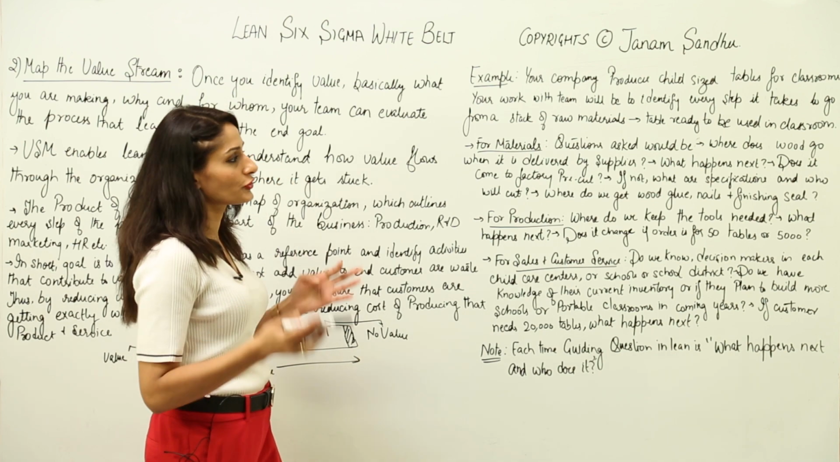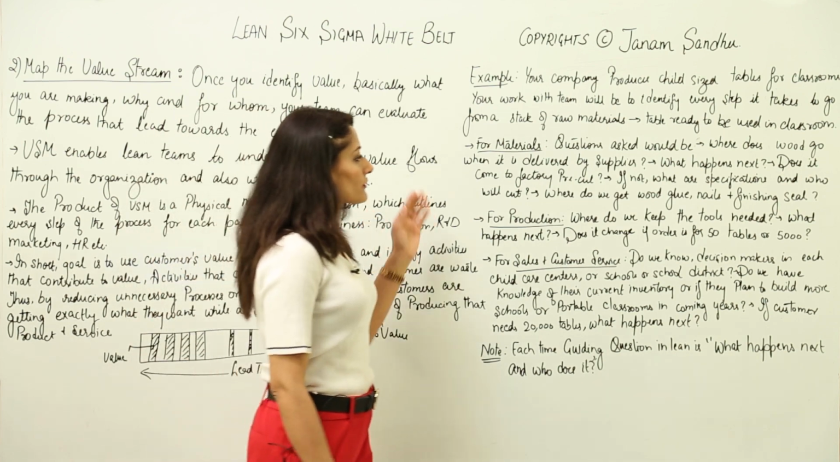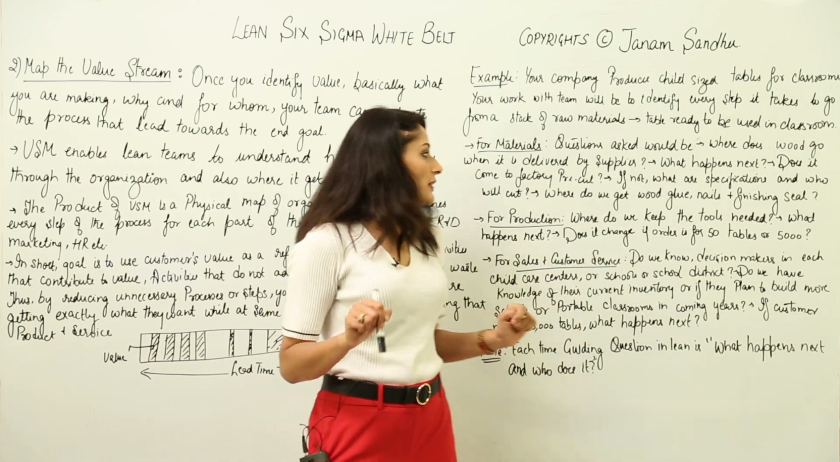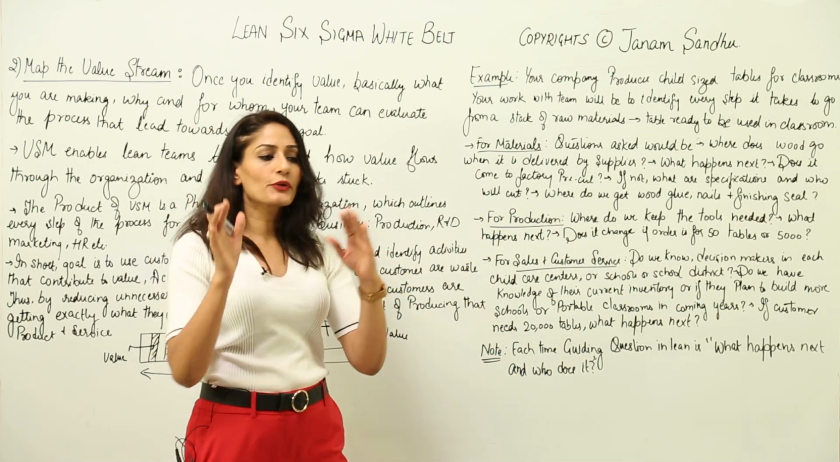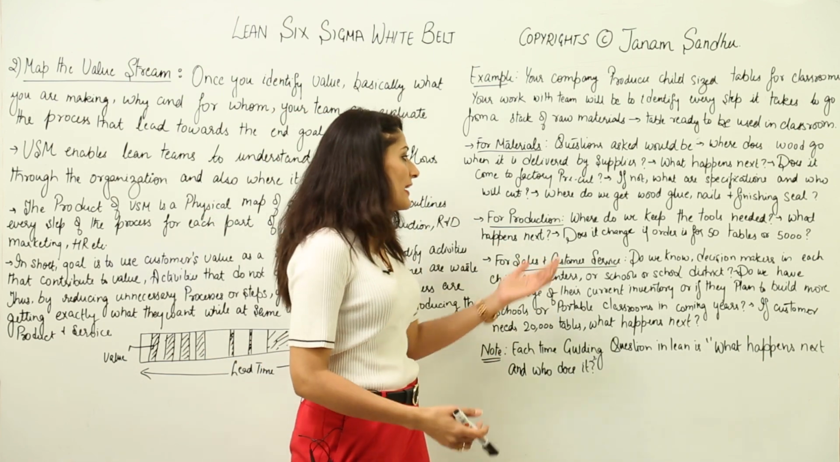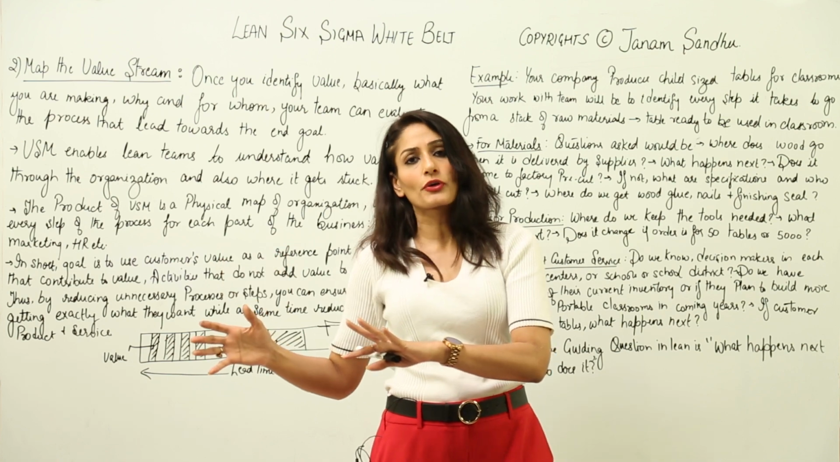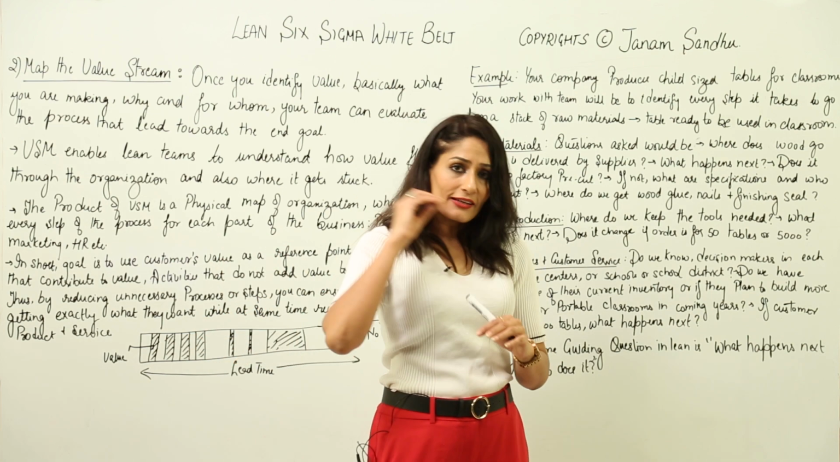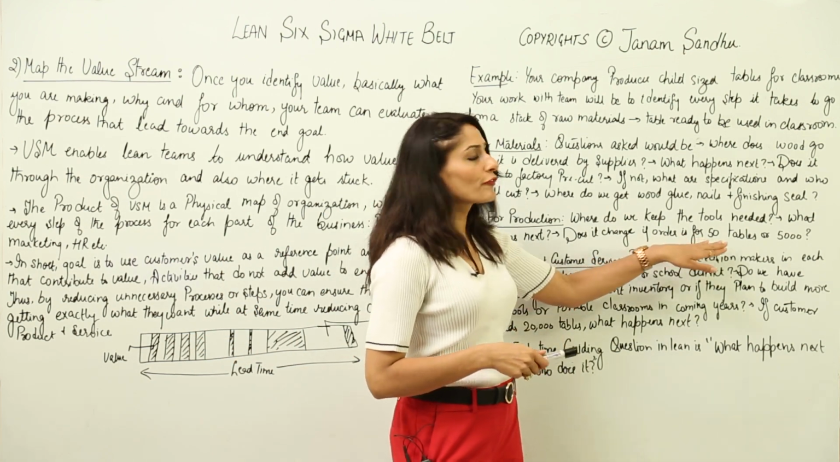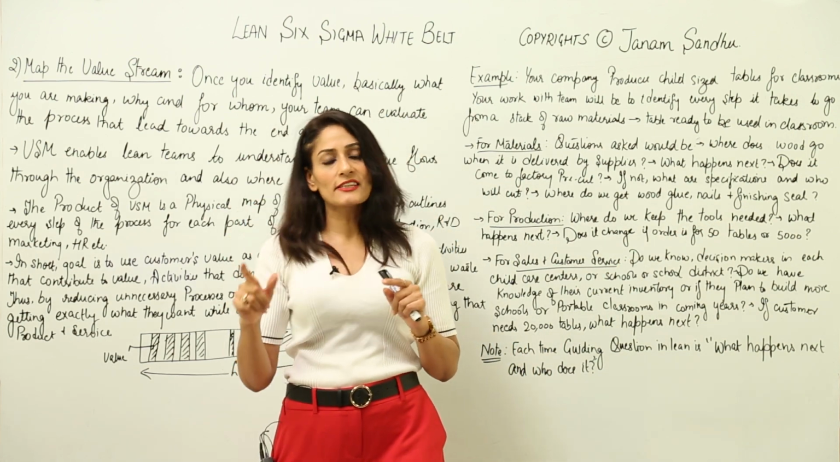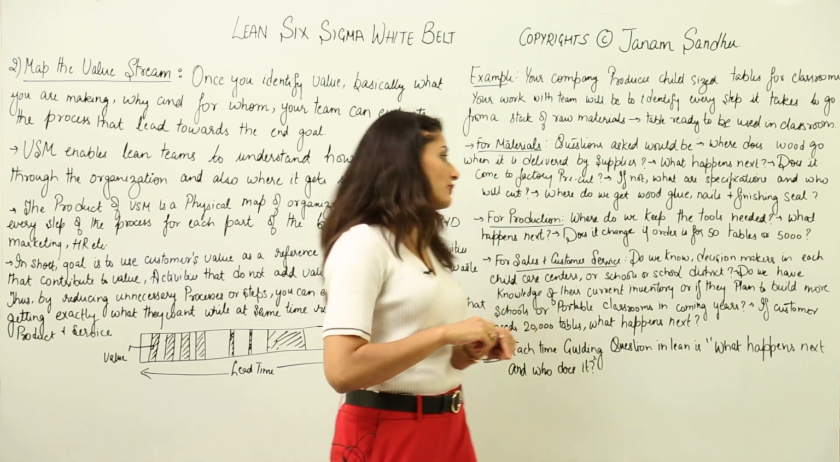Then comes the production process. You need to ask, where do we keep the tools needed and what kind of space is needed. What happens next? After you have the tools, what will happen next? And does it change, like your space, the place where you keep your tools, etc., if the order is not for 50 but 5,000 tables? So you have to work on all these things and then draw your value stream.